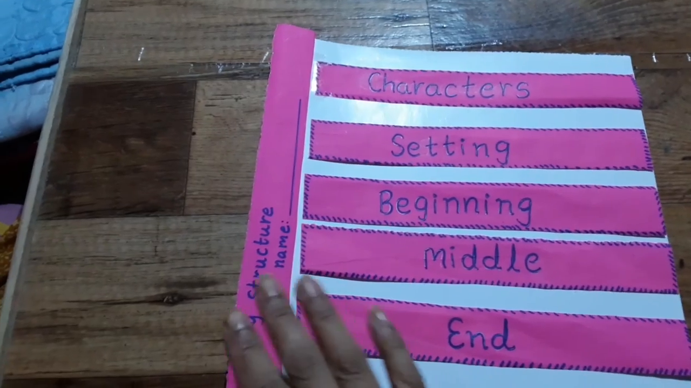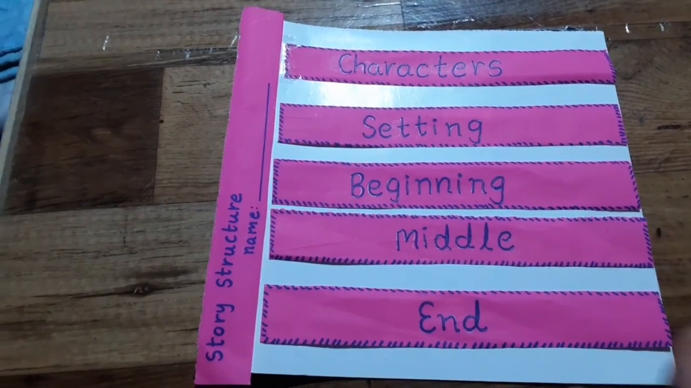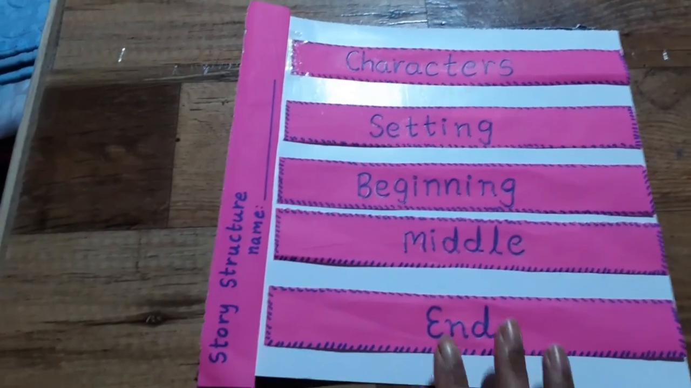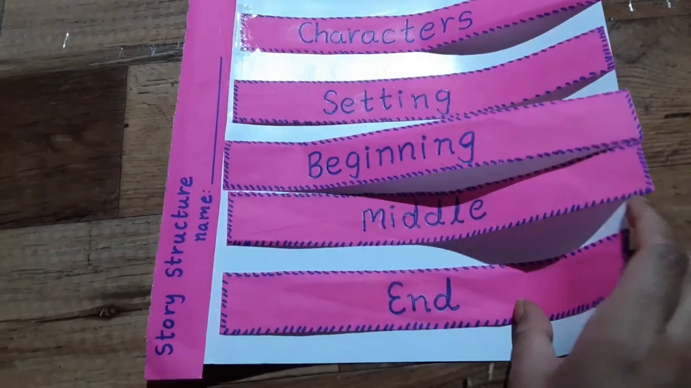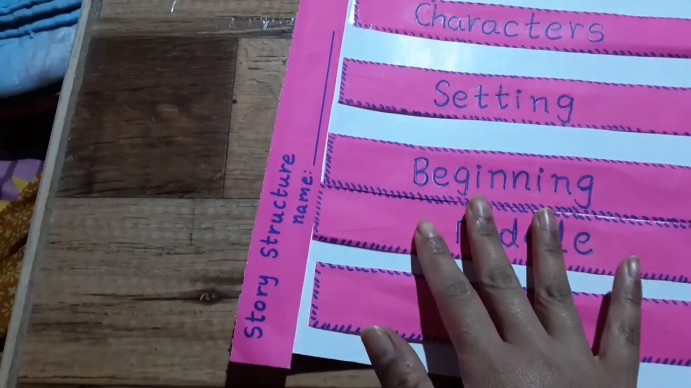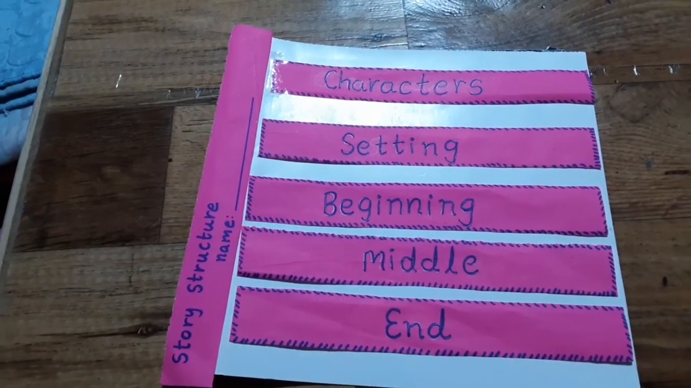And then we have another strip over here. I've written story, structure, and name. This will be the name of your folder. We are going to stick it at the side like this, and you write your name over here. Once you have pasted everything in place, your folder is ready, and now you can use this folder to store all the works that you do. Whatever stories you write, you can keep inside this folder, and this folder can also help you remember the key points that you need to keep in mind when you write the story each time.